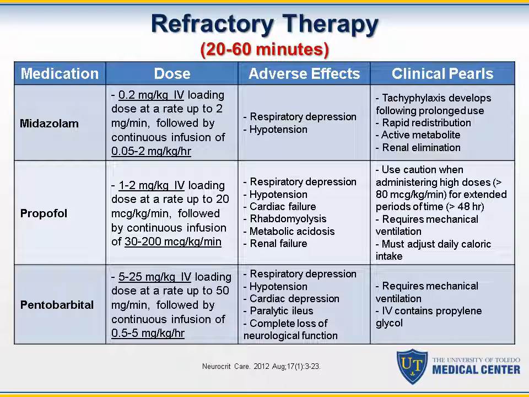You also obviously need mechanical ventilation for propofol, and you must adjust the daily caloric intake since it is contained within a lipid solution. Pentobarbital is dosed 5 to 25 milligrams per kilogram IV, followed by a continuous infusion of 0.5 to 5 milligrams per kilogram per hour. It does cause respiratory depression, hypotension, cardiac depression, paralytic ileus, and it can cause complete loss of neurological function at high doses. Pentobarb also requires mechanical ventilation, and the IV version contains propylene glycol.